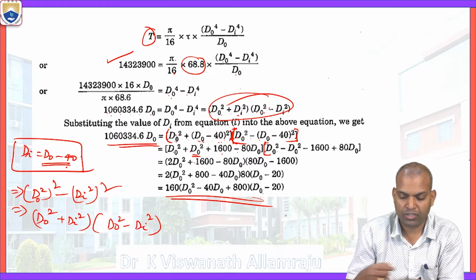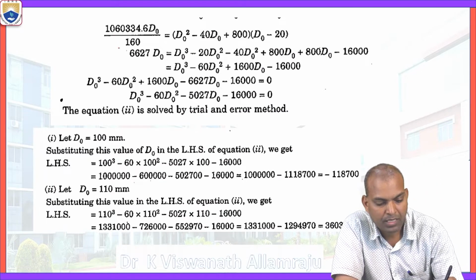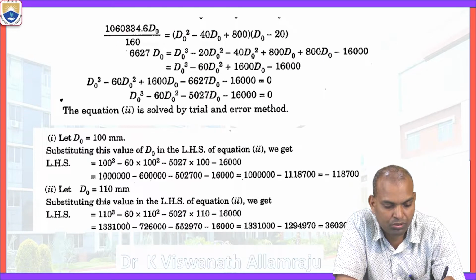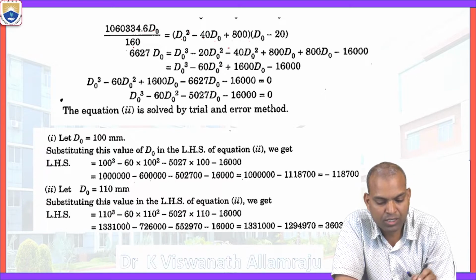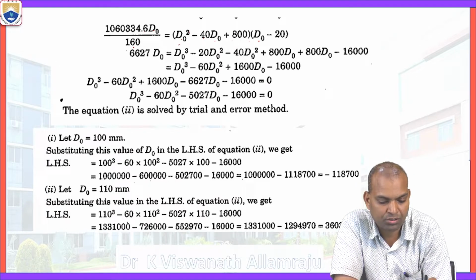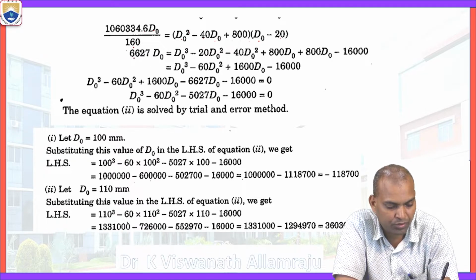times do minus 20. Now further simplification, that is 1060334.6 do by 160 equal to do square minus 40 times do plus 800 times do minus 20. Again you simplify it. Alright, cool, you will do.